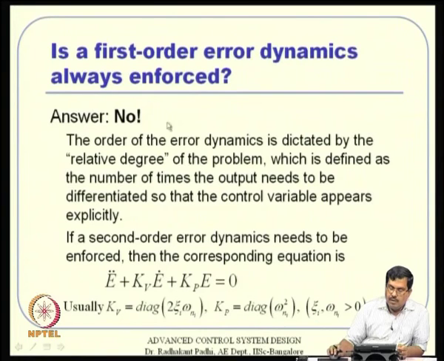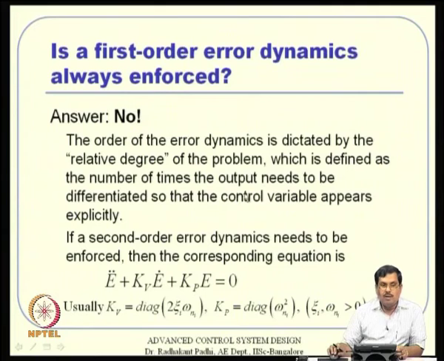So, what is the answer to that then? If the first order dynamics is not always enforced, then there is a concept called relative degree. So, what is relative degree? This is defined as the number of times the output needs to be differentiated so that the control variable appears explicitly.